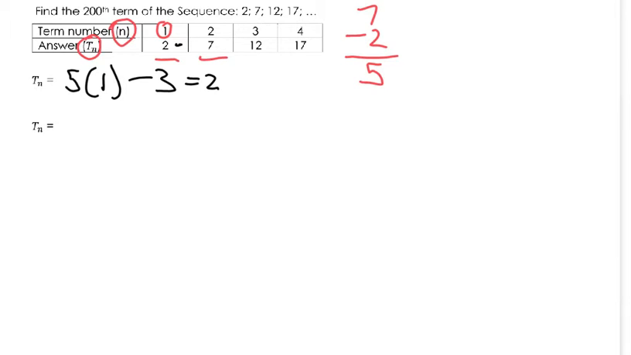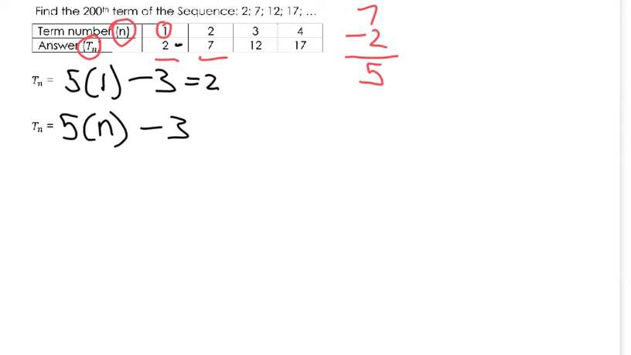Let's substitute the 1 with a 3. 5 times 3 will give us 15, but we have to take away 3, and that'll leave us with 12. So we know that our formula works. Our final formula is going to be 5 times whatever we want to substitute for the term number n, take away 3. And now we can put any term in.